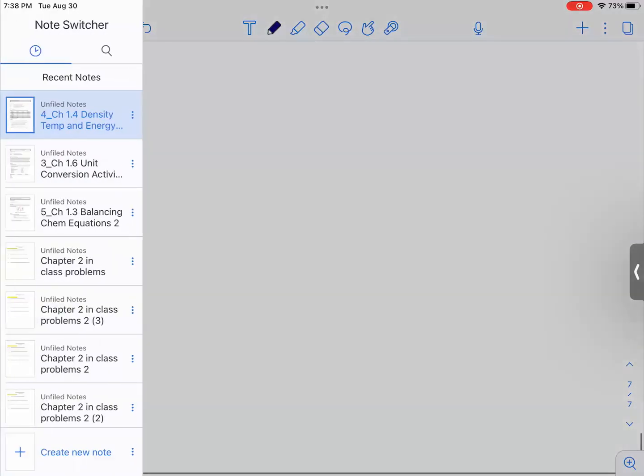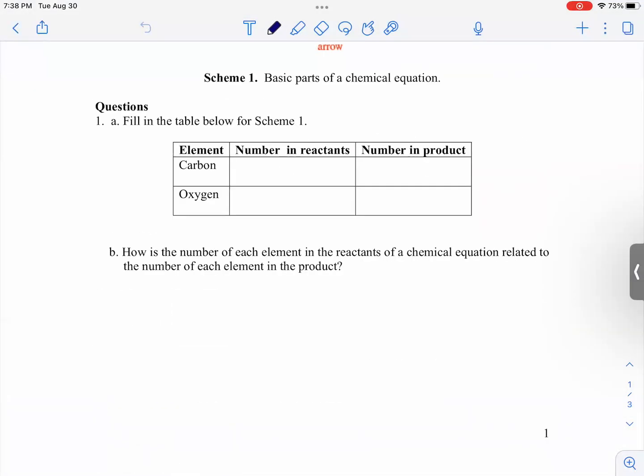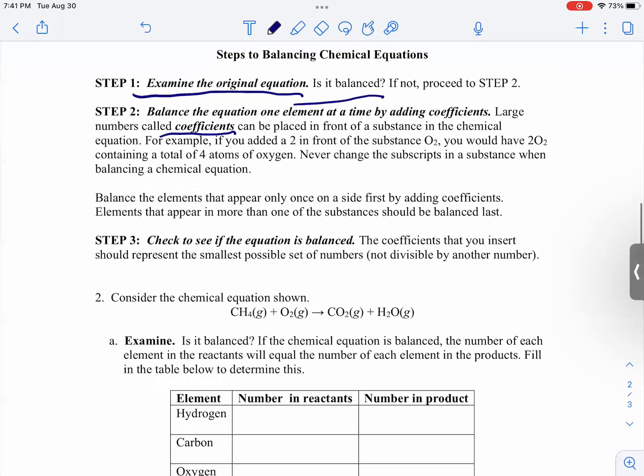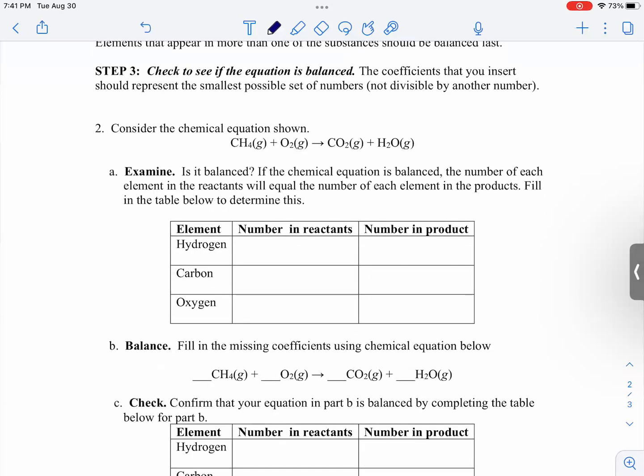So let's see what else we could work. Let's balance some equations. Here you're given some steps for balancing chemical equations. You're going to look at the original equation and decide if it's balanced. Then you're going to add coefficients to balance it if it's not balanced, and then check to see if it's balanced. Consider this equation here. We're going to look at the reactant side and the product side and find how many atoms are present for each of the elements in there.